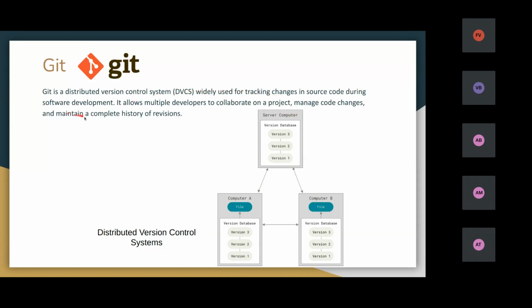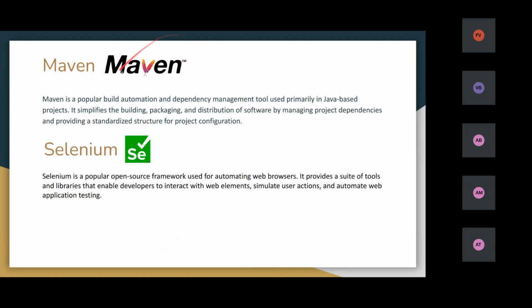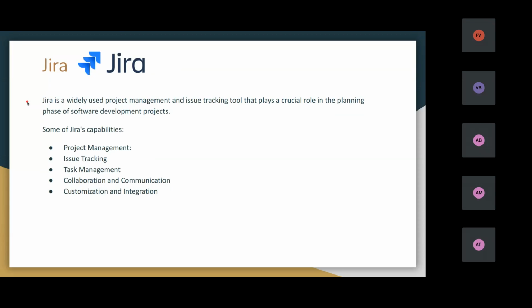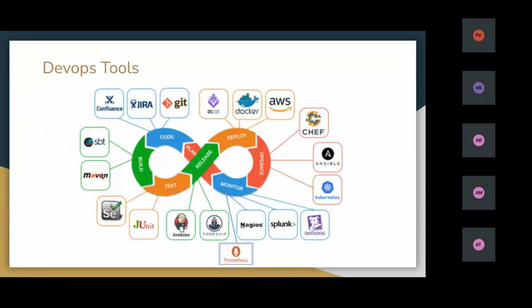And a complete history of revisions will be there. Like if anything happens and we need to roll back to a previous version, the previous version's code will already be in Git. So we can fetch the code from Git. Then Maven is a build tool which is used to build Java applications. For that purpose, we will use Maven.